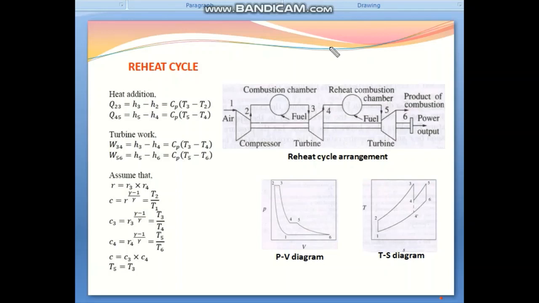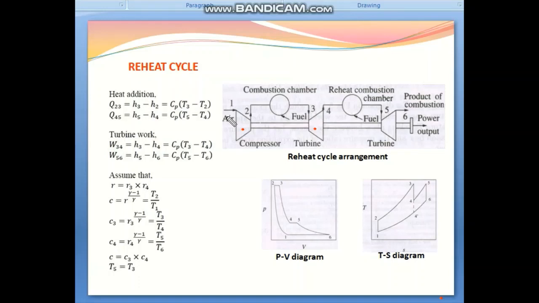Okay. In the reheat cycle, as you can see in the diagram, this is the reheat cycle arrangement diagram. This one is the compressor, this is the combustion chamber, this is the first turbine, then again this is the reheat combustion chamber, and this one is the second turbine. Okay. So let's see the working principle of the reheat cycle.